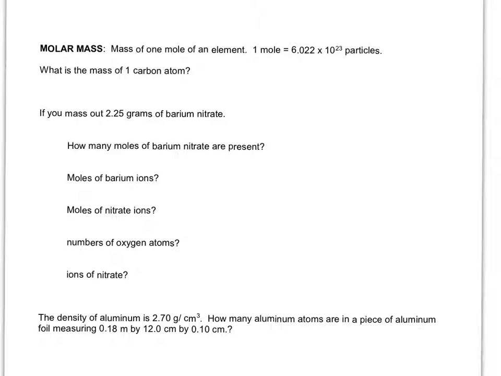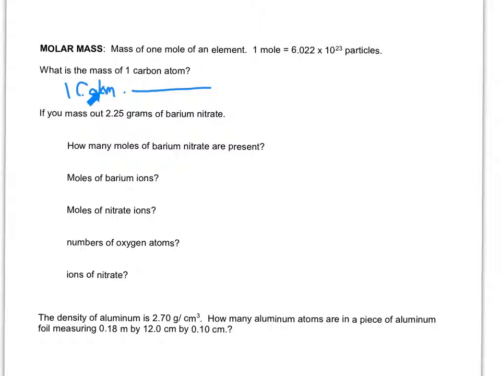So that's why this number is so great and easy to use. So let's try some problems here with molar mass. If I wanted the mass of one carbon atom in AMUs, I would say it's 12.01 AMUs. If I wanted it in grams, then I can do a conversion.